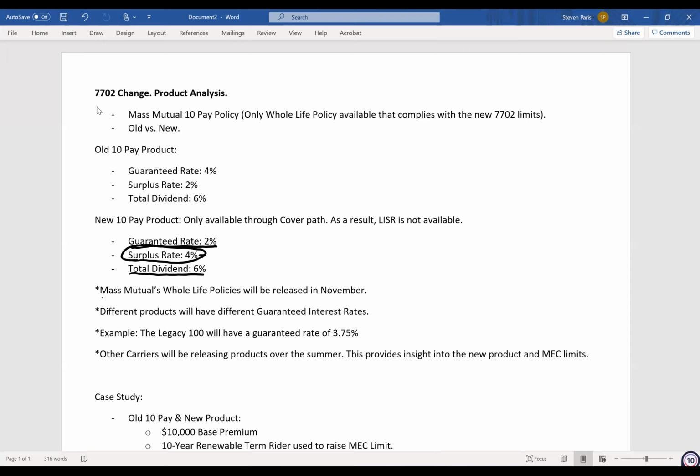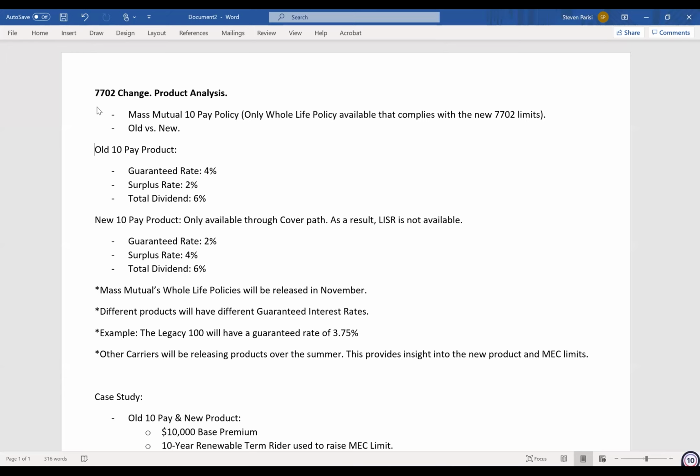Where that can hurt us is in the event that dividends come down, I have a lower guarantee. If they ever go below 4%, that's where it could potentially hurt, not just with MassMutual. This case study is with Mass because they were the first one to actually release the product, which says a lot. A lot of companies are sitting on the sideline waiting for other people to come out first. But that's something we will see with all carriers. If dividends come down below 4%, that's where we could see it hurt a little bit. But again, time will tell there.